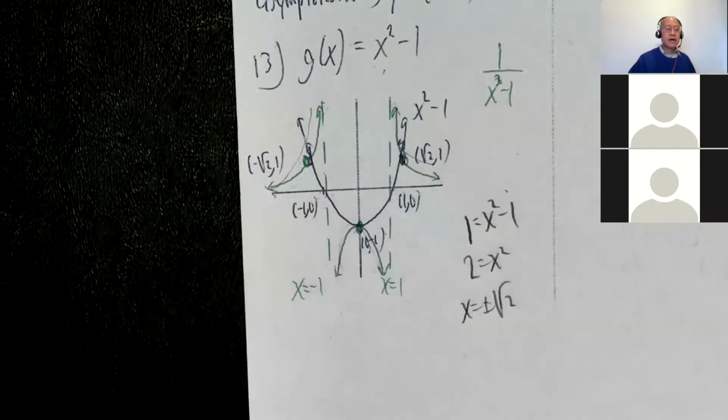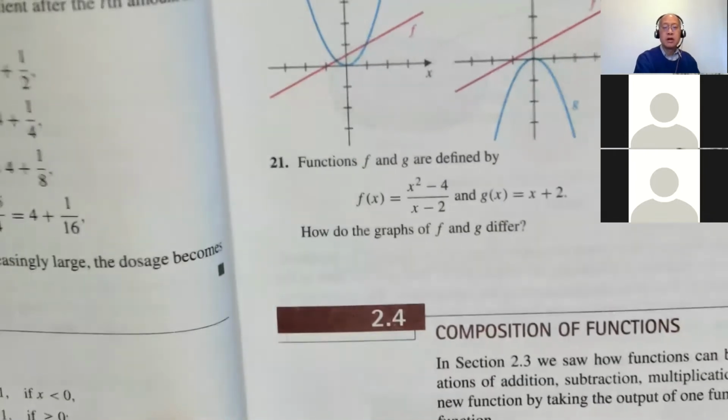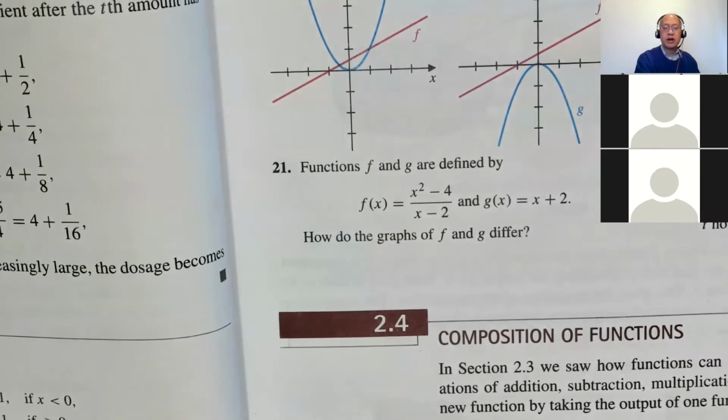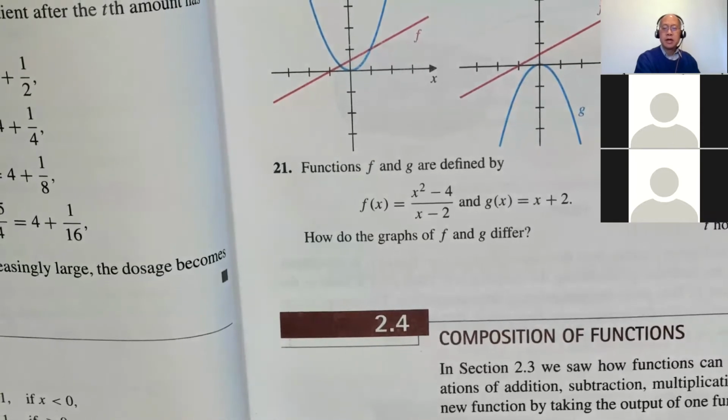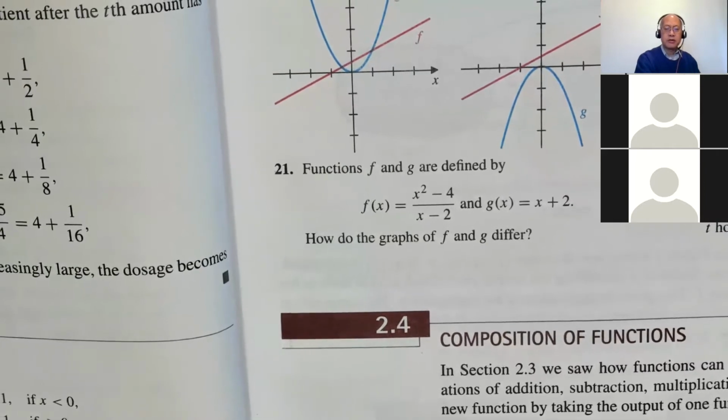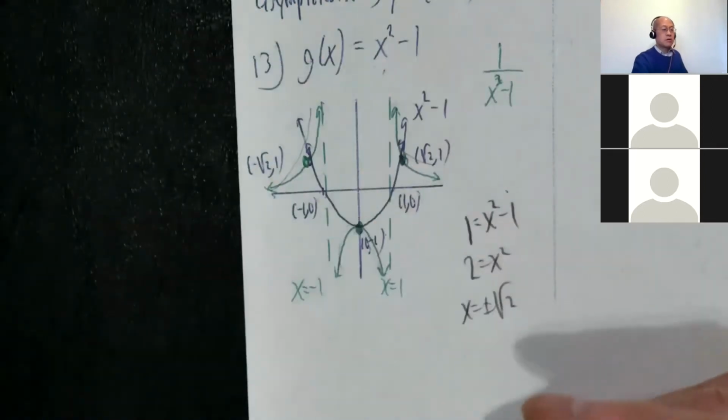All right, so that's that. A couple problems at the end. 21. Functions f and g defined by f of x is blah, blah, blah. G of x is x plus 2. How do the graphs of f and g differ? 21. Okay.